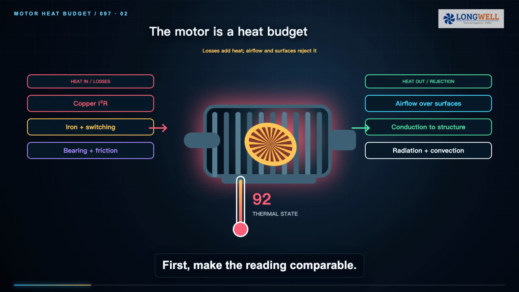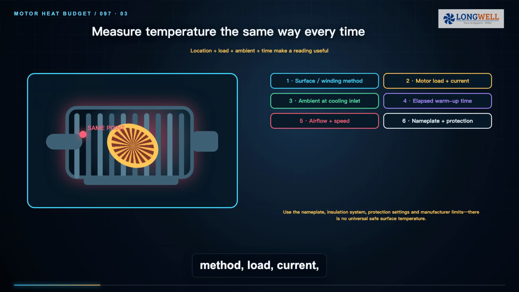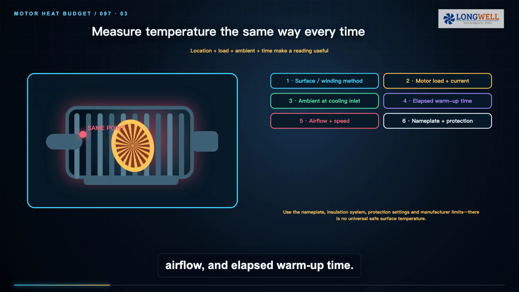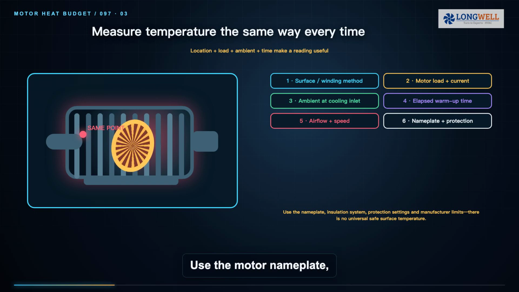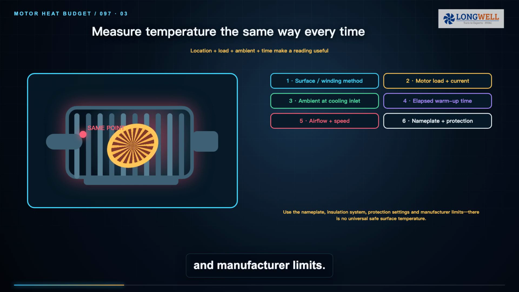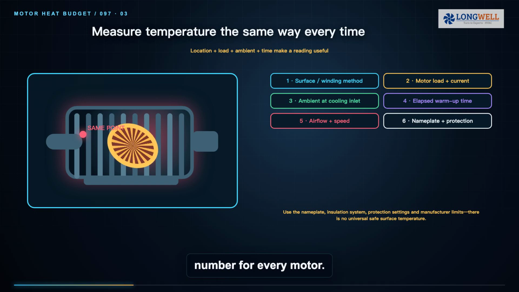First, make the reading comparable. Record the exact measurement point, method, load, current, speed, cooling air ambient, airflow, and elapsed warm-up time. Use the motor nameplate, insulation system, protection settings, and manufacturer limits. There is no single safe surface temperature number for every motor.